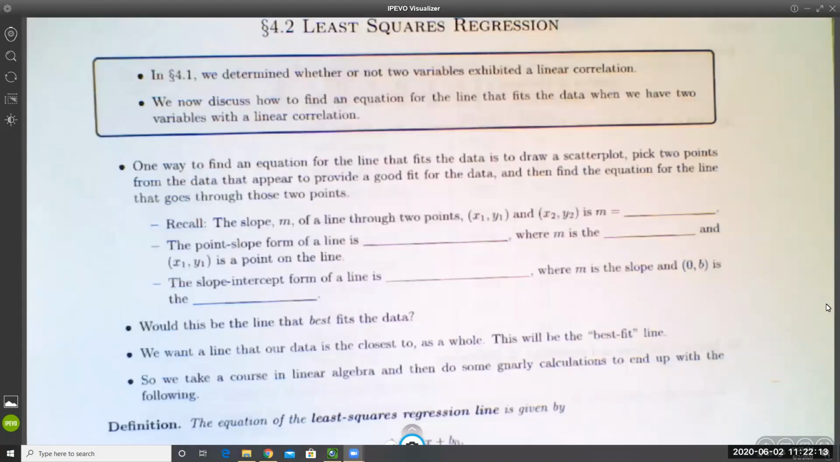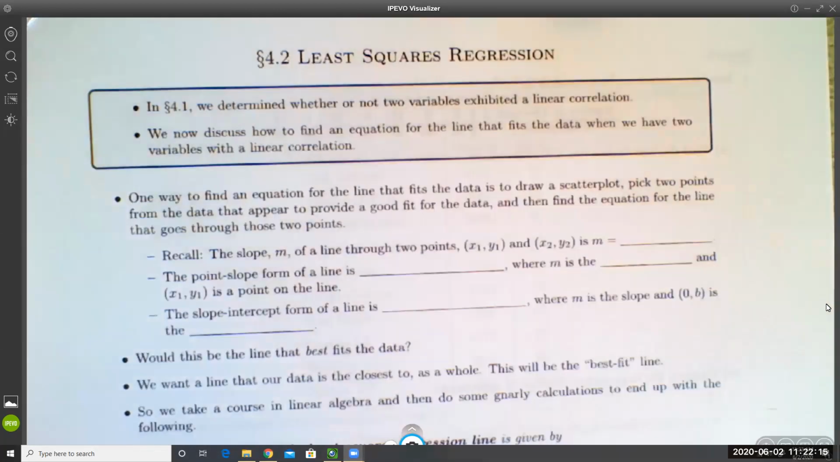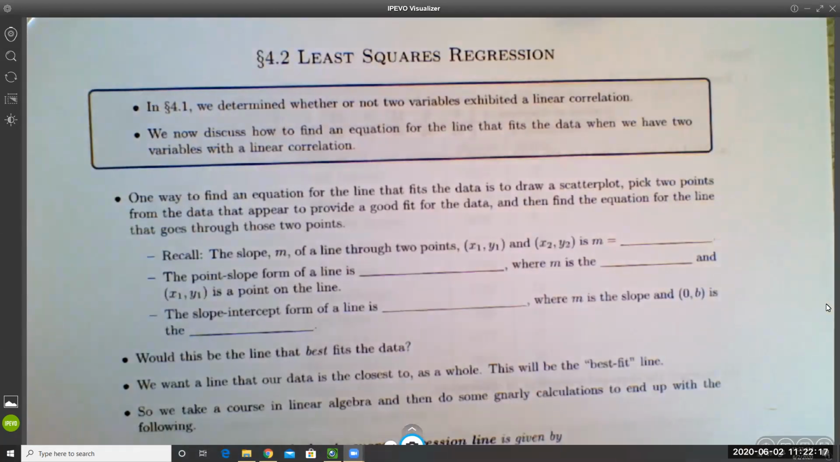Okay, 4.2 is about the least squares regression line, which is the best fit line for the data. So in 4.1, we determined whether or not two variables exhibited a linear correlation. And if they do exhibit a linear correlation, then you might want to know, okay, so then what is the equation for the line that describes that relationship?